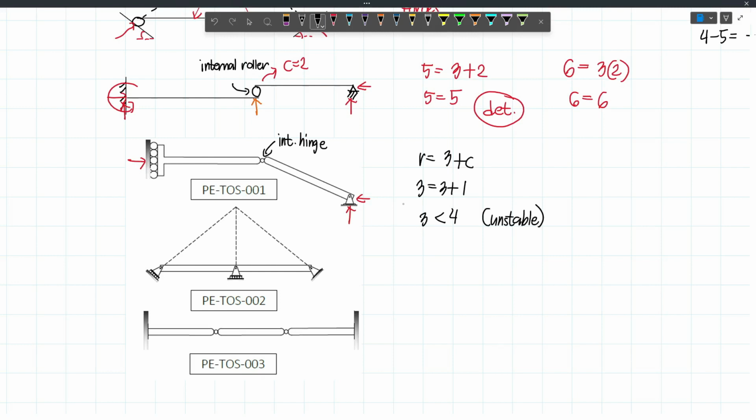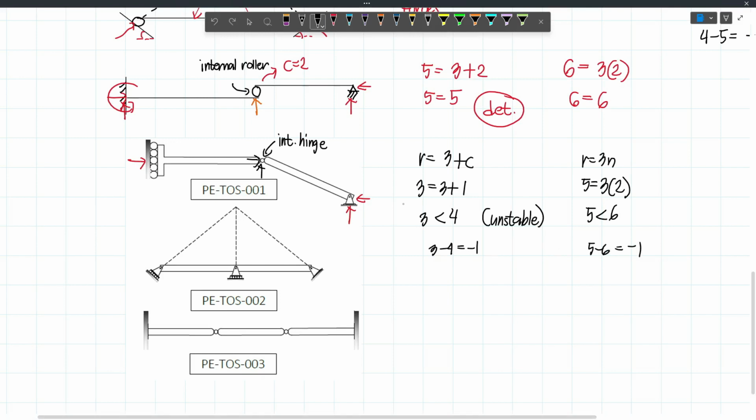So, unstable. Now, if r equals 3n, our r includes the reactions here. So, 1 plus 2, 3 plus 2, we get 5. And then equals 3 times the number of members, which is 2. So we get 5 is lesser than 6. Now again, 3 minus 4 is equal to negative 1. And then 5 minus 6 is also equal to negative 1. So it is unstable. Now this one, we already discussed that it is geometrically unstable due to concurrent forces.